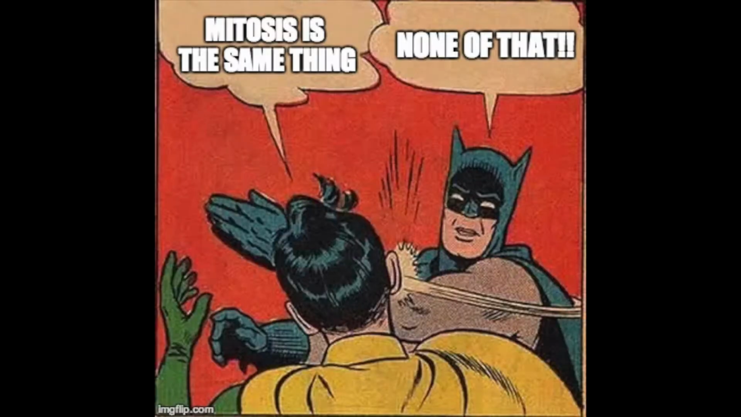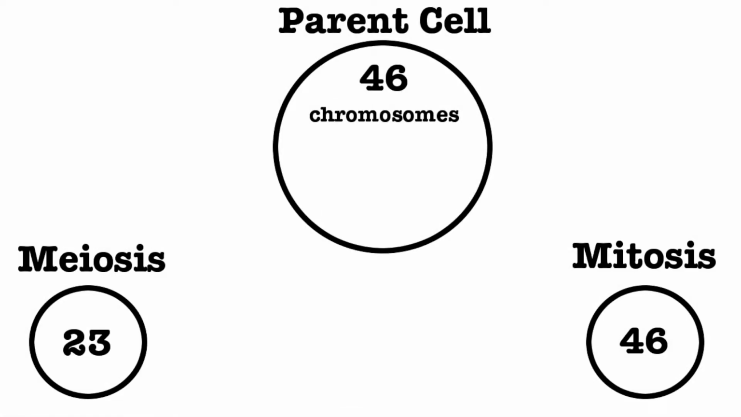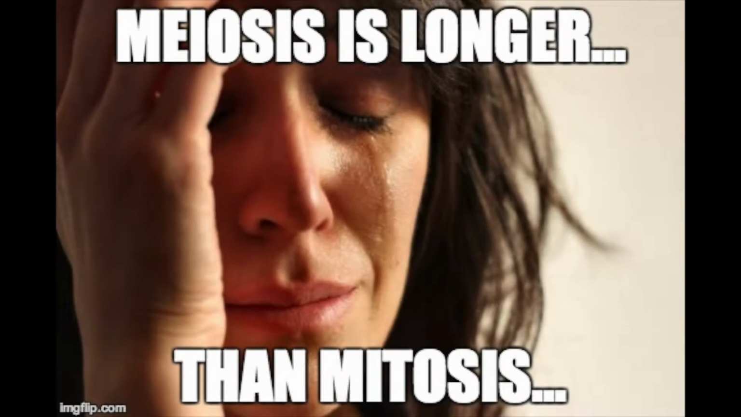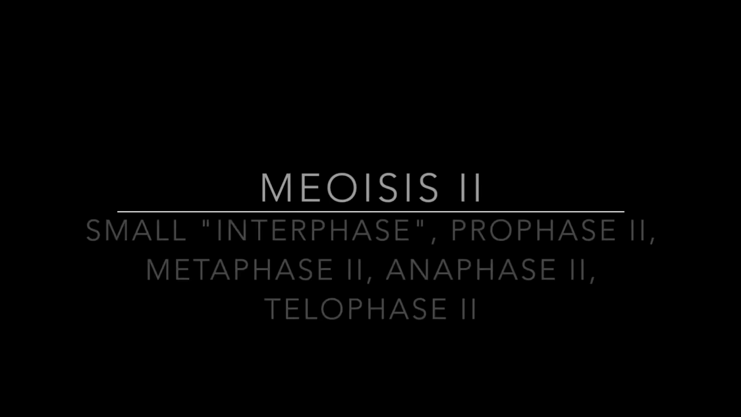However, do not mix up meiosis with mitosis because they are 2 completely different cell divisions. I'll explain these differences later in the video, but all you need to know now is that the major difference between the 2 are the results from their processes. Meiosis is split into 2 phases. Meiosis 1 and meiosis 2.